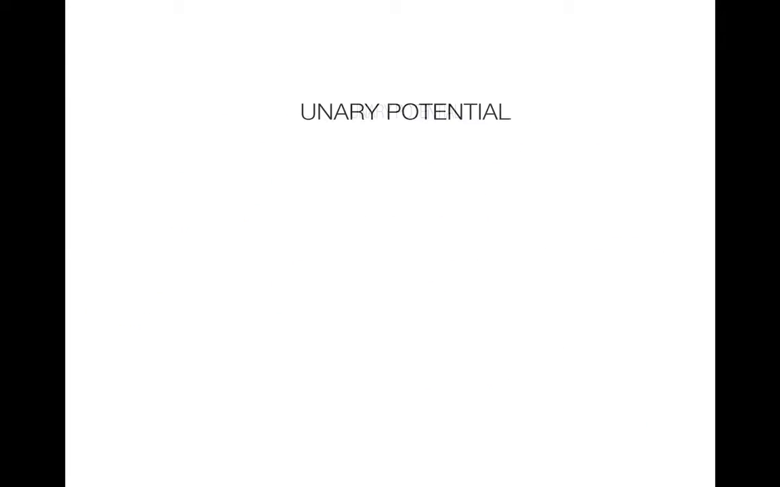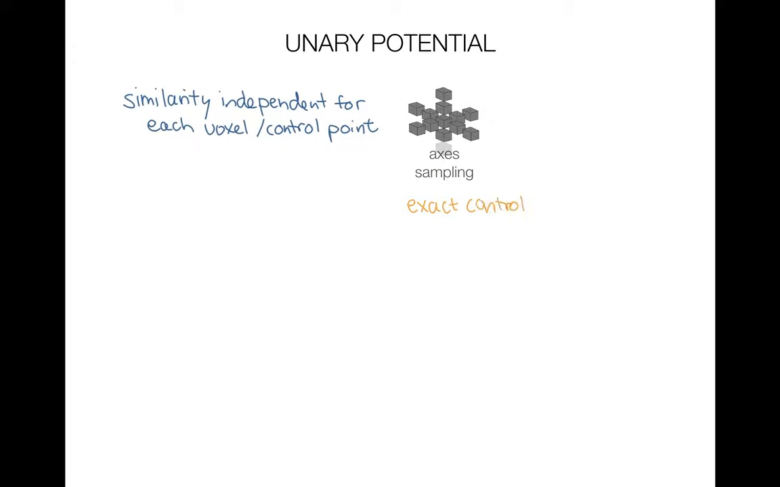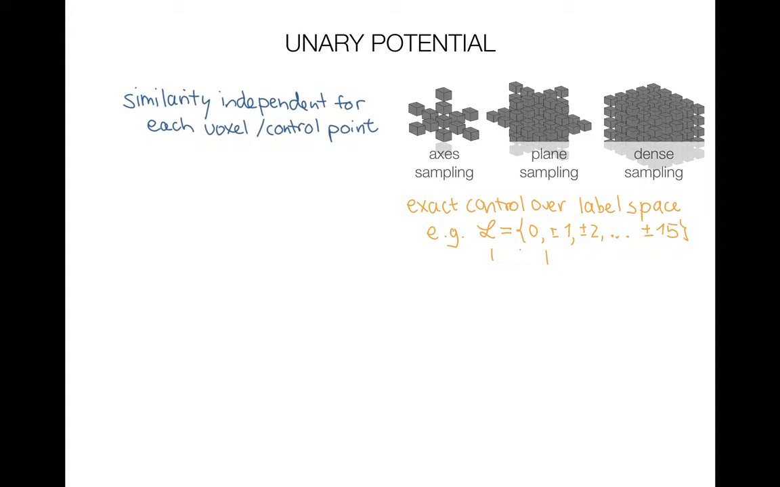The unary term usually models the similarity between images. And since it's independent for each voxel or control point, we have a very great control over the space of potential displacements. We can use a sampling simply along the axis, a planar sampling, or we can evaluate every possible 3D displacement within a cube of a certain search range.